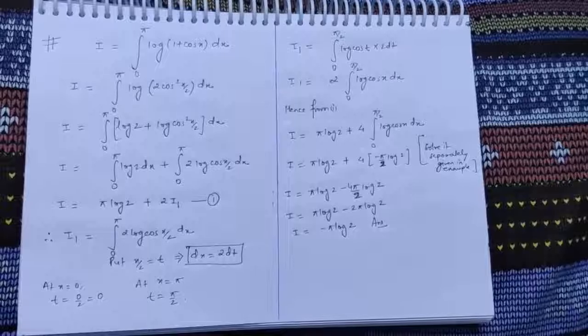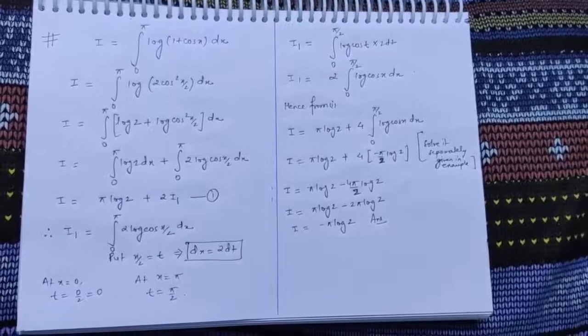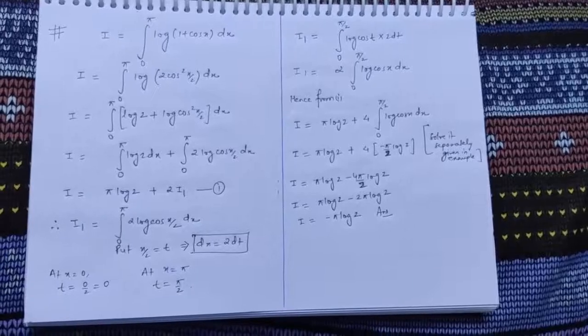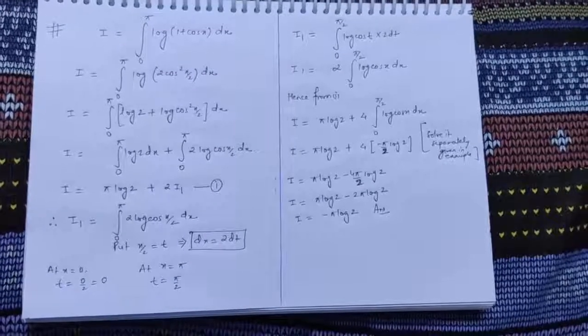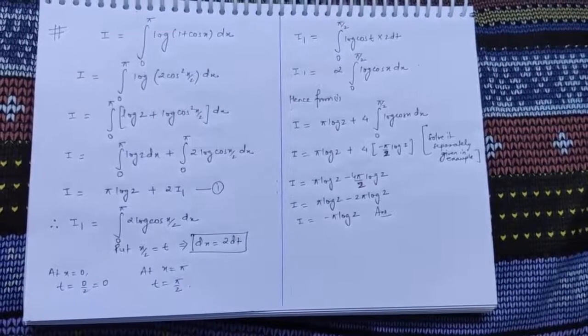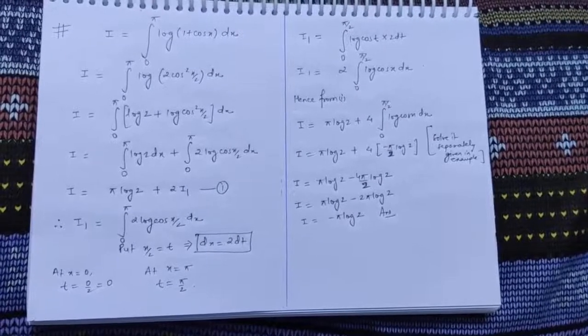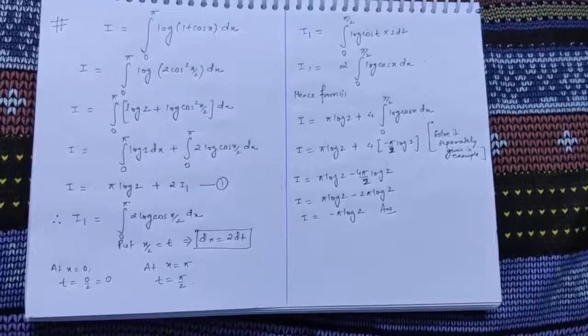Now the most important problem of this chapter, this exercise, is I equal to the integral from 0 to pi of log of 1 plus cos x dx. Now what I did, in place of 1 plus cos x, using the concept of the half angle property, I have applied 2 cos square x by 2.